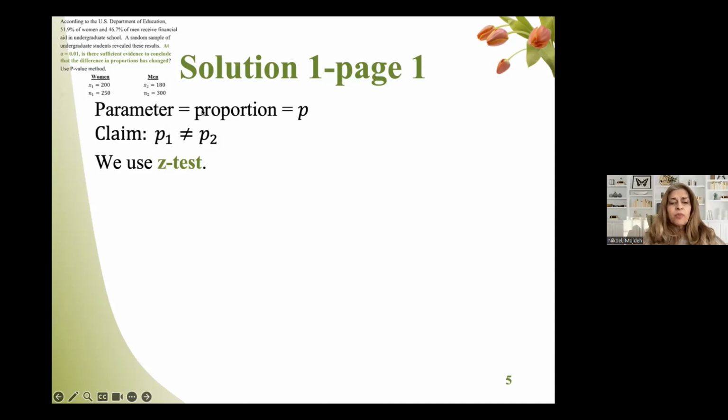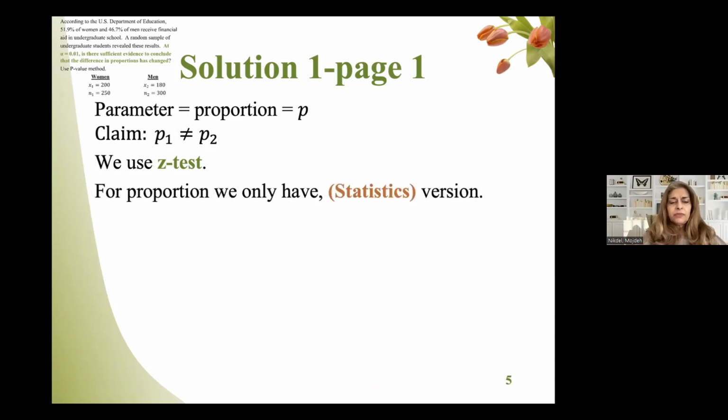First of all, since we have proportion, we are using z-test. Okay, what type of test do we choose from the calculator? Since we have two groups of population and parameter is proportion, we go to our calculator, we choose 2-prop z-test. And we only have a statistics version. There is no data version for proportion.